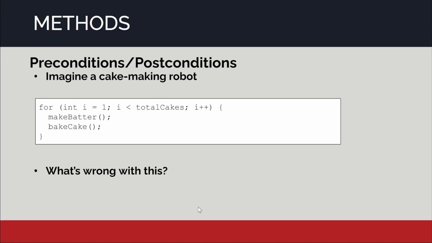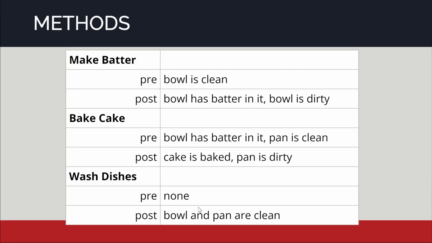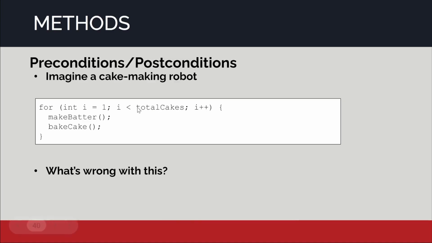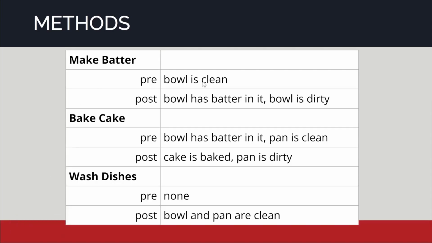The thing that's wrong with this code is that if you look at our previous table, after make batter, it is true that the bowl has batter in it and we should be able to bake a cake, but the bowl is dirty. And that's not so bad initially, but the second time through the loop, when we try to make our second cake, it says that the bowl needs to be clean. We need to wash the dishes at some point.